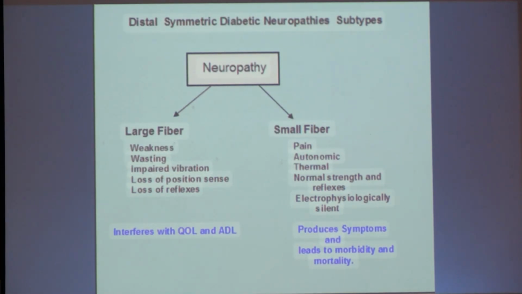Large fiber: weakness, wasting, impairment of vibration, loss of proprioception, loss of reflexes. Small fiber: pain, autonomic, thermal involvement, normal strength and reflexes, and electrophysiologic silence.